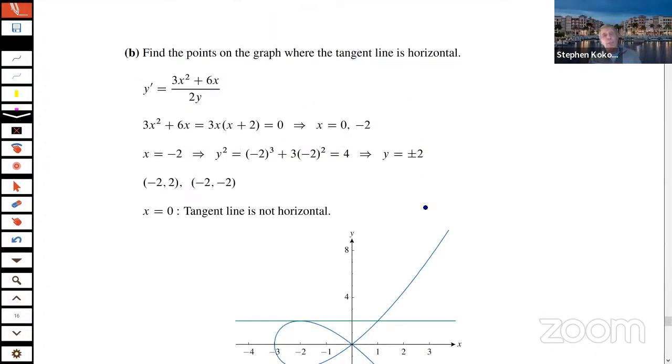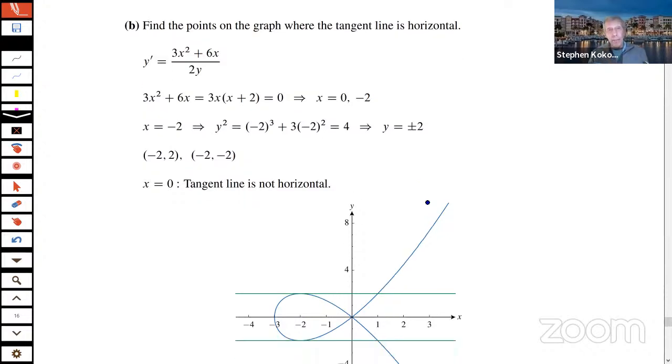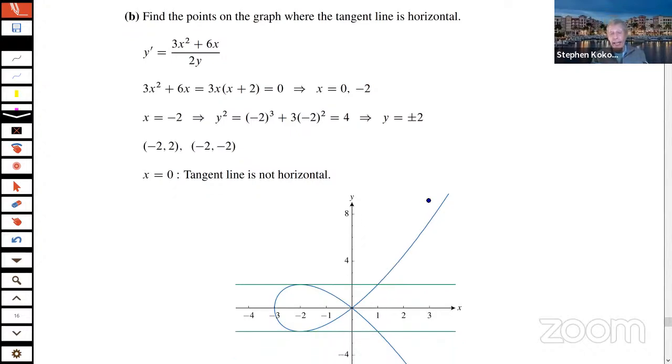Let's see if we can find the points on this graph where the tangent line is horizontal. Well, I'm going to cheat a little. I'm going to peek down here just a little bit, and I drew in a couple of horizontal lines where it looked like the tangent line was indeed horizontal. So one there and one there.